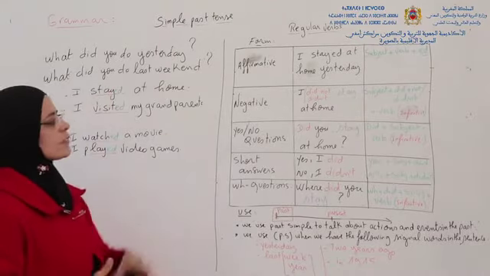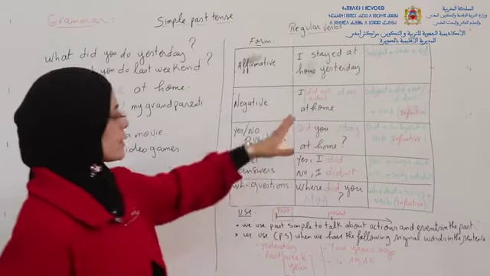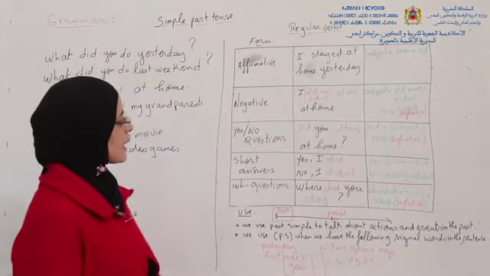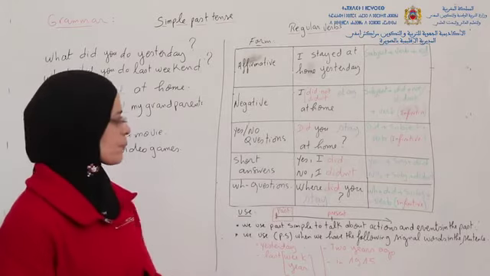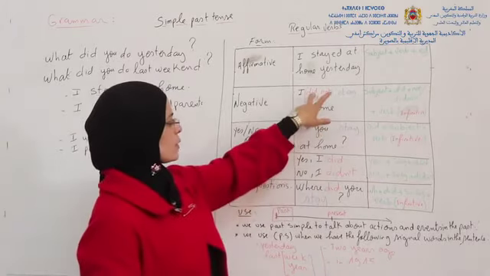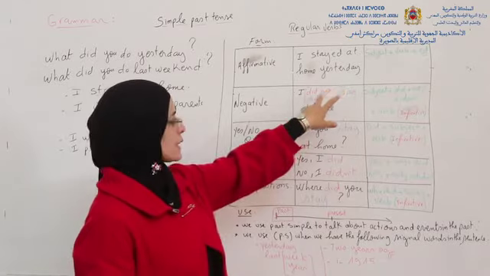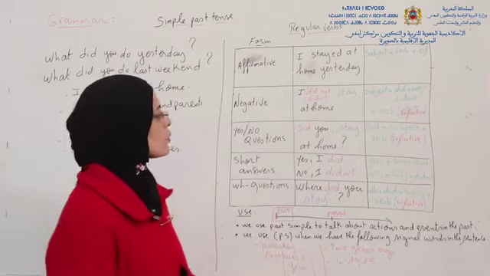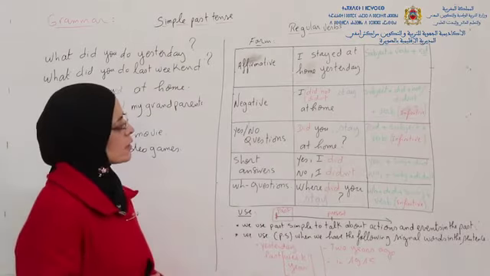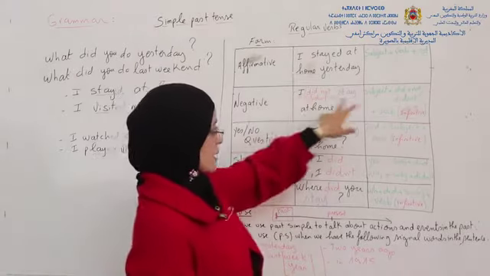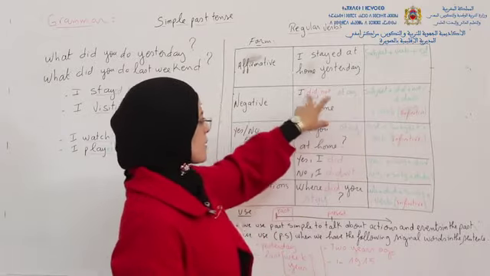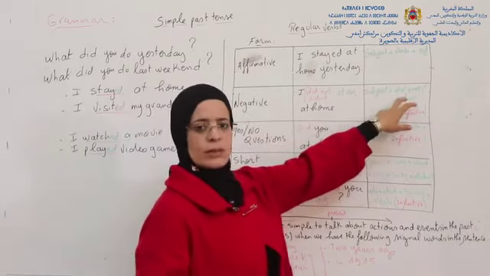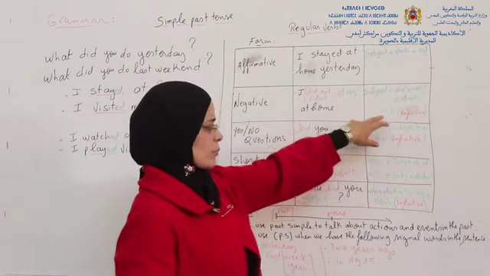Now we have negative form. To make this verb negative, the form is like this. You say, I did not stay, or I didn't stay at home. What do we have here? We have full form of did plus not, and we have here short form. So the sentence pattern is going to be like this. We have subject plus did plus not, or didn't, okay, we use the short form, plus verb.